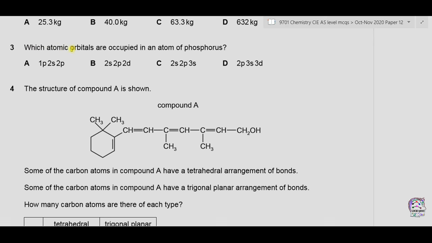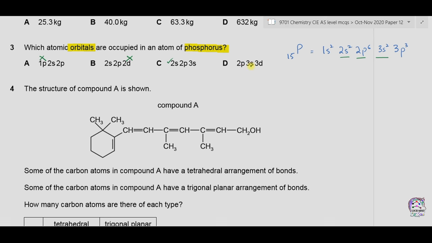Question 3. Which atomic orbitals are occupied in an atom of phosphorus? The atomic number of phosphorus is 15. So we can write the electronic configuration 1s2, 2s2, 2p6, 3s2 and 3p3. Option A, we have 1p, 2s, 2p. As we can see, there is no 1p involved, so A is incorrect. In B, we have 2s, 2p, 2d. 2d is incorrect. In C, we have 2s, 2p and 3s. 2s, 2p and 3s are present, so C could be correct.